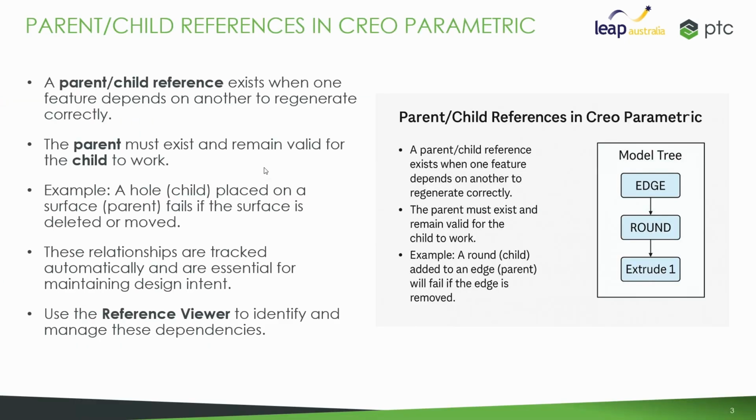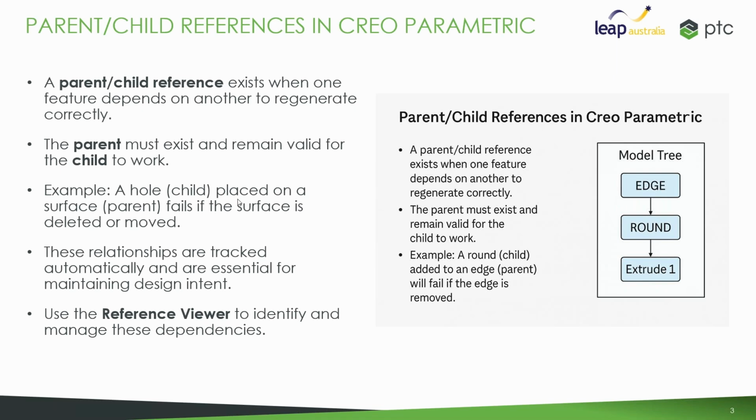So we probably need to just make sure we understand what we mean when we talk about parent-child references in Creo. For those of you who've used Creo before, you would understand that if we put a feature in, let's say an extrusion, and then on the edge of the extrusion you place a round or a fillet, there's some relationship between those features. So the block is the parent, the round is the child, okay? In that scenario, yes, the parent must exist, the block must exist for the round to work. If the block doesn't exist, well, the round can't.